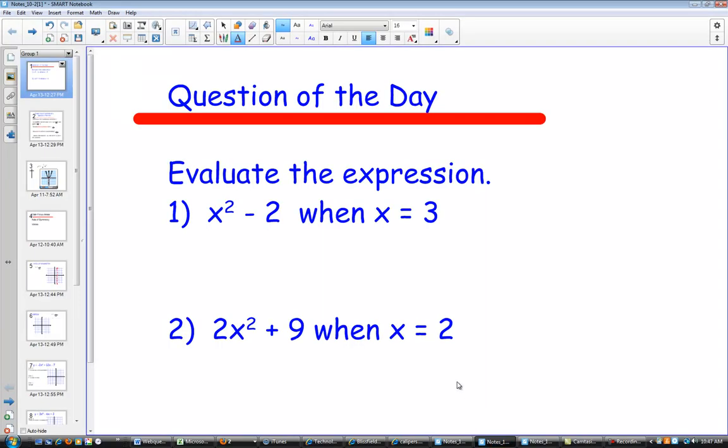I would like you to start with this question of the day. The first thing I want you to do is just be able to solve some pretty basic expressions by plugging in an x value. So please do that.